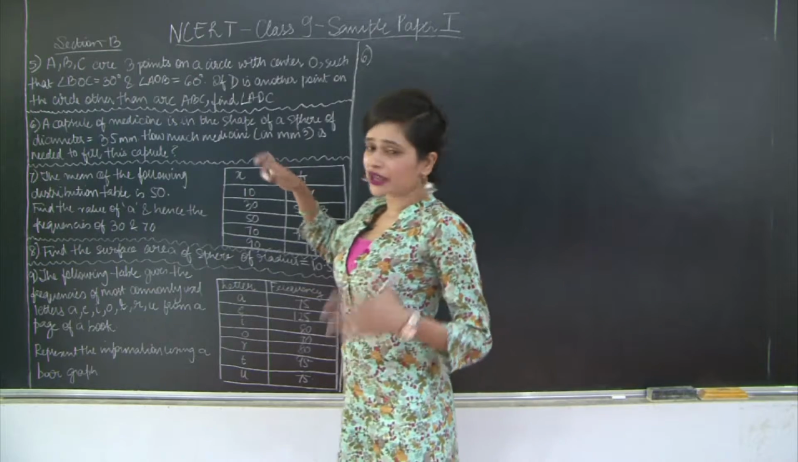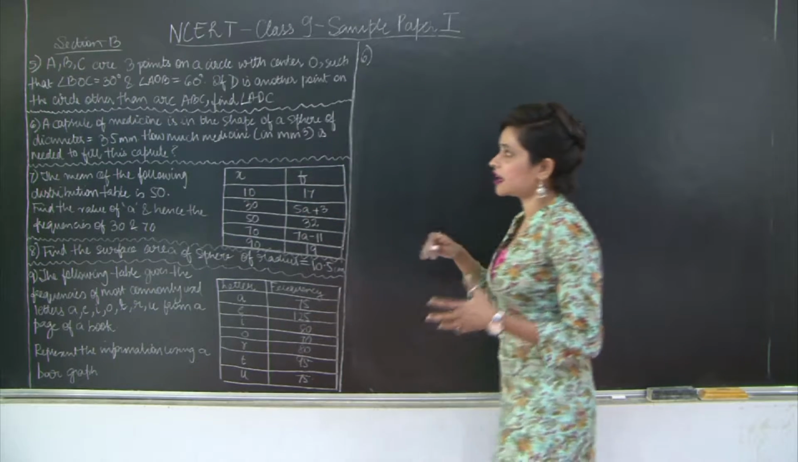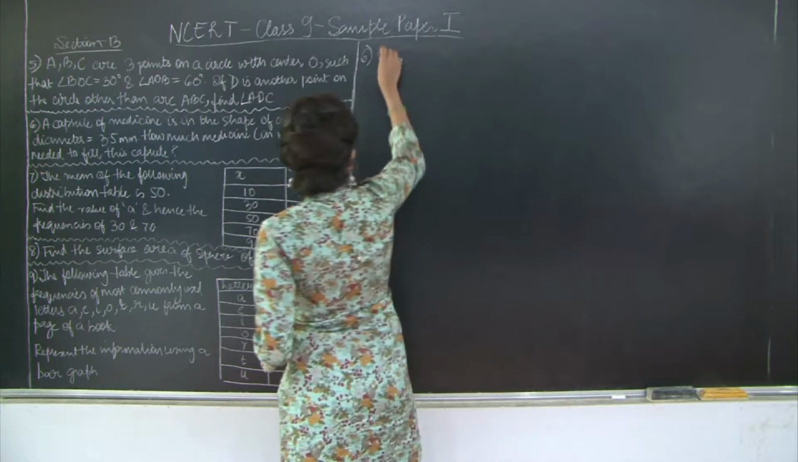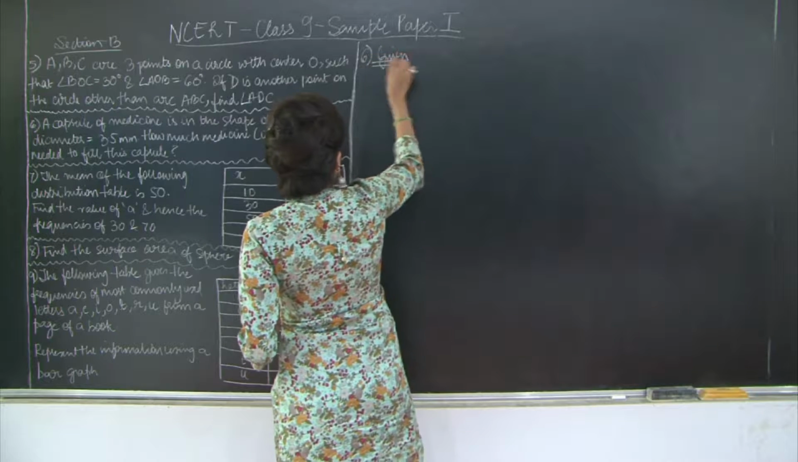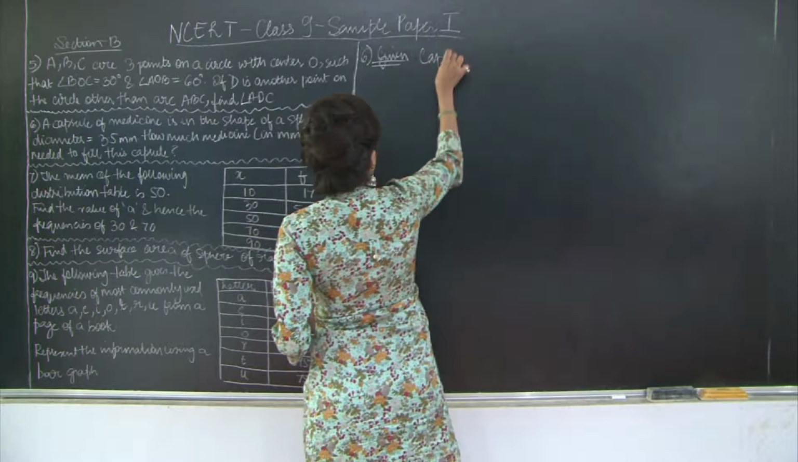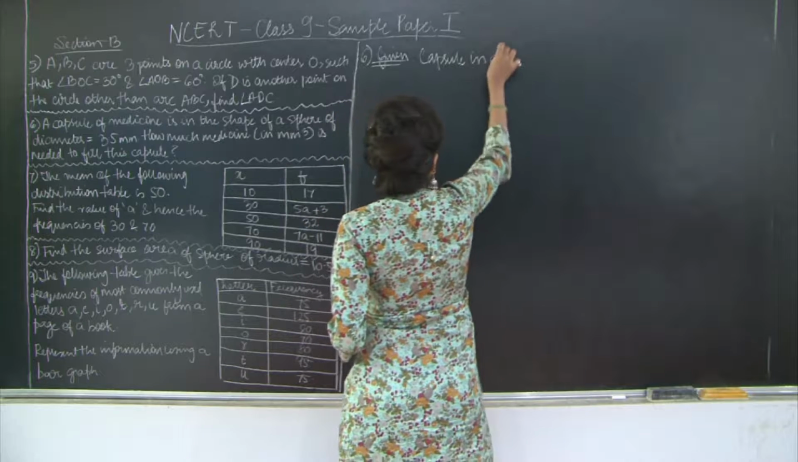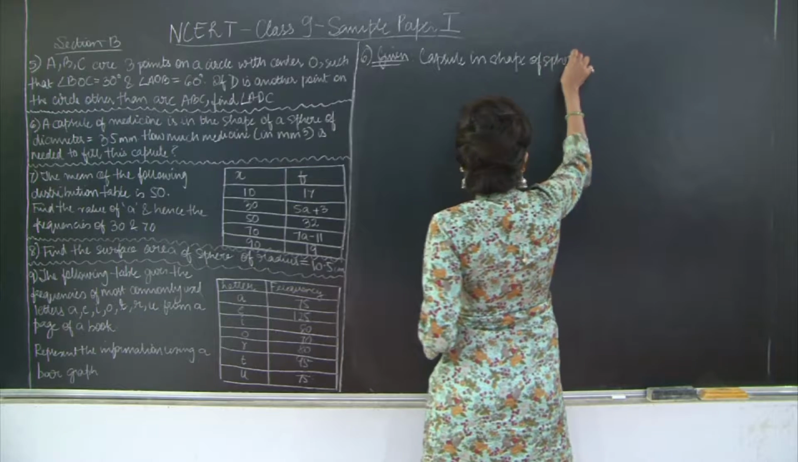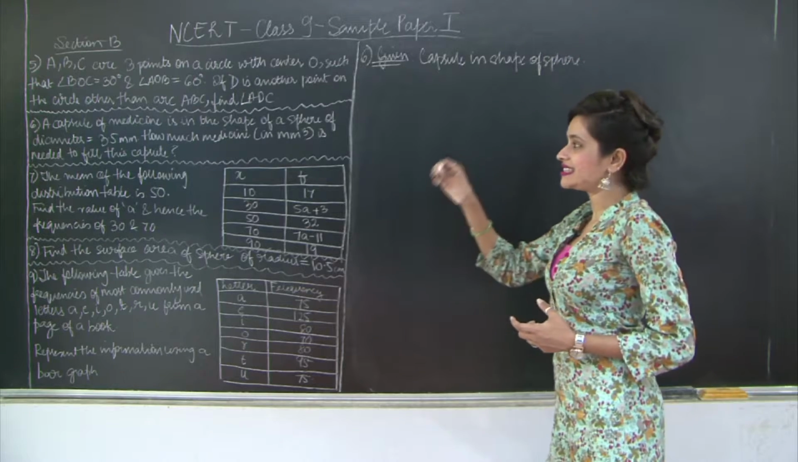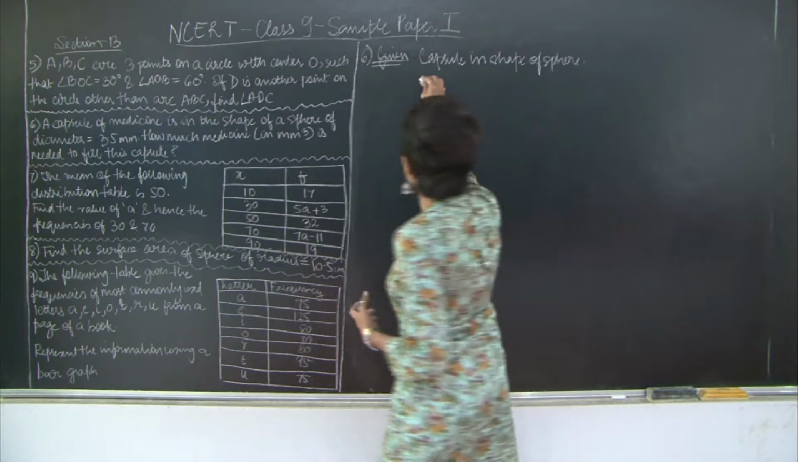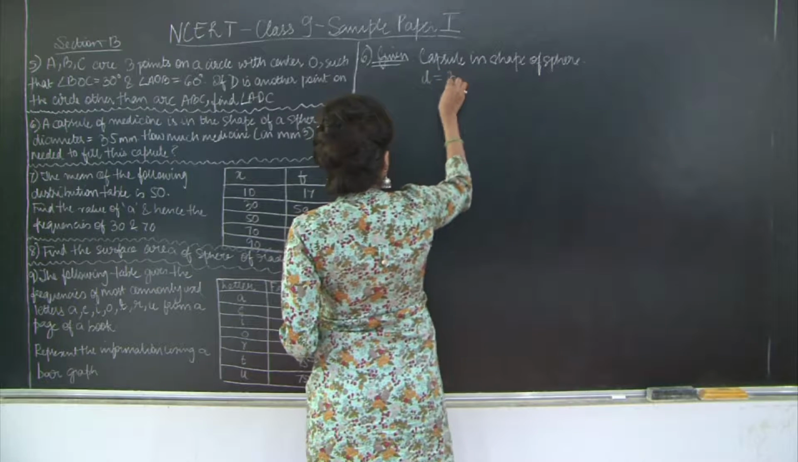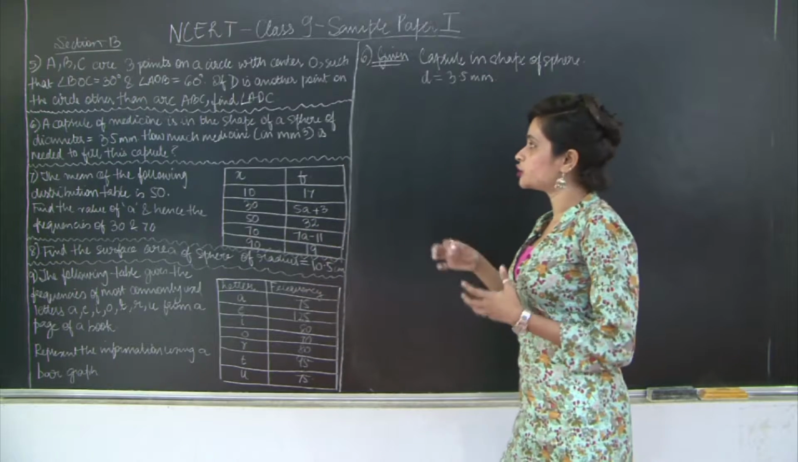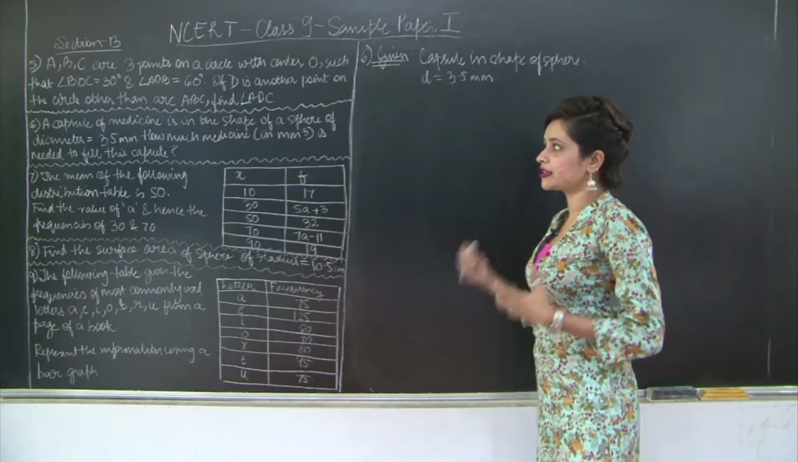Okay, so getting back, what do we have is a capsule which is in the shape of a sphere. So let's write this down. Given: capsule in shape of sphere. So what do we have? We have its diameter, which is 3.5 millimeter. So I'll say diameter is equal to 3.5 millimeter. We need to find how much medicine in millimeter cube is needed to fill this capsule.